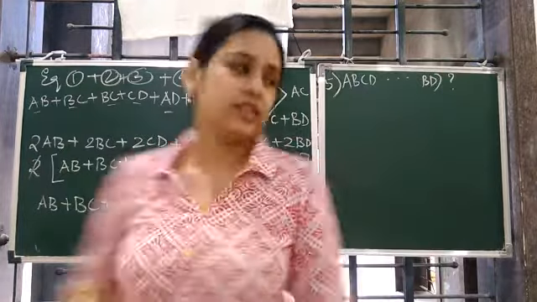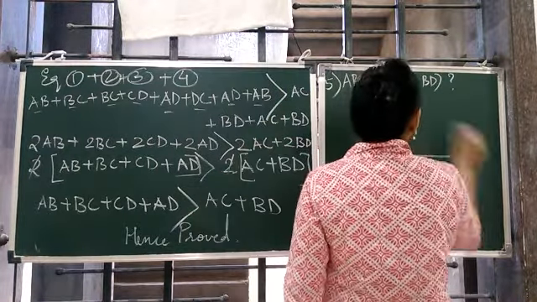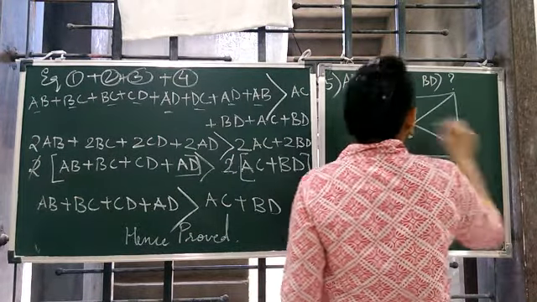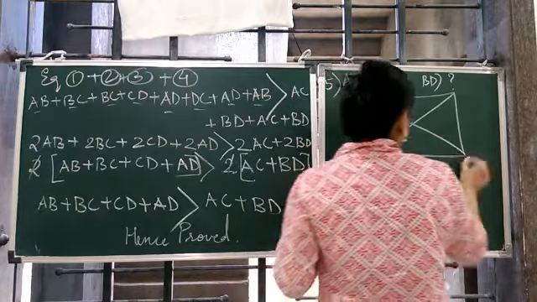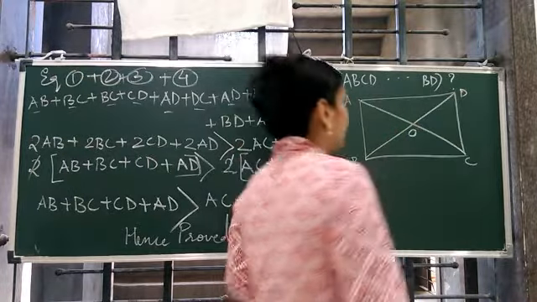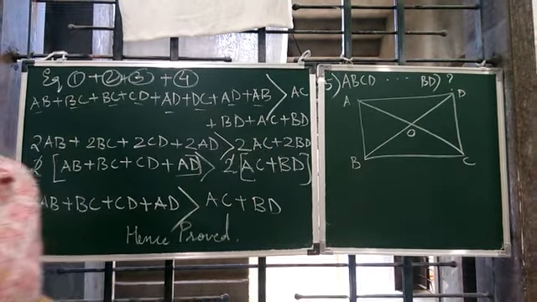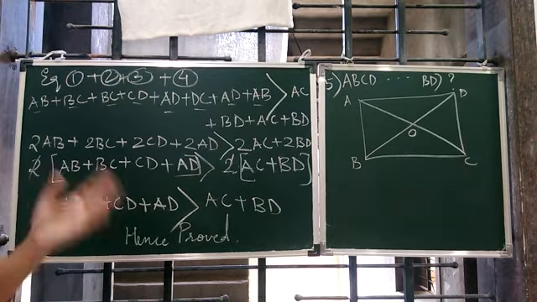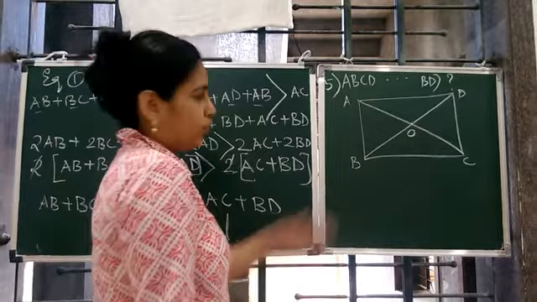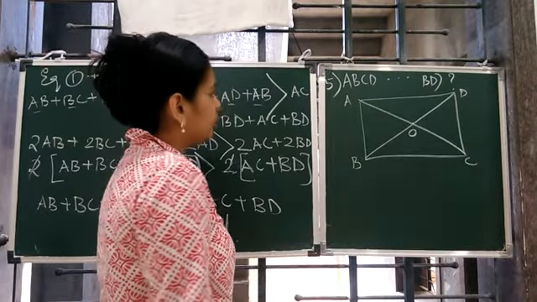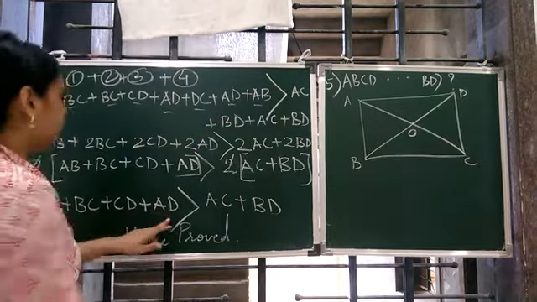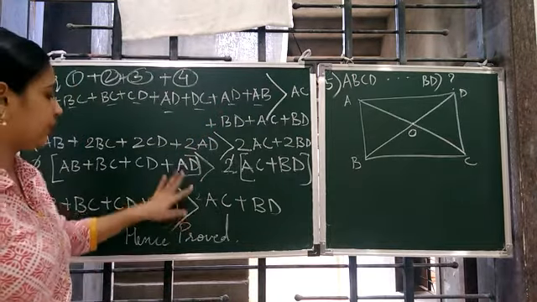So ABCD is a quadrilateral in which AC and BD are the diagonals and O is the point of intersection of the diagonals. Okay, so all this given we can write. Clear? So now we start. We have to prove this time with this point O also coming in, that is the point of intersection we have taken.